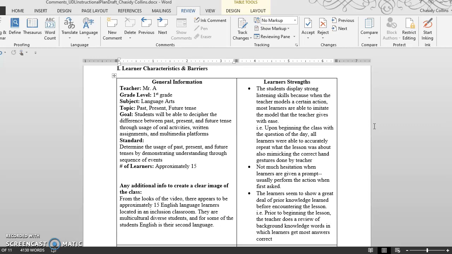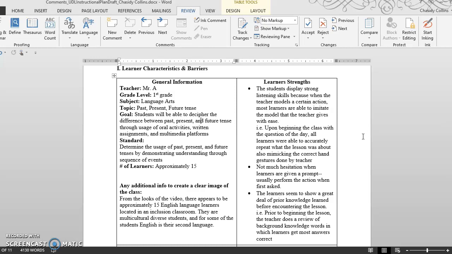It was an inclusion classroom, and it was ELL and also ESL. So they were English language learners and also English as a second language learners. So there were students in the classroom whose first language was not English, okay? English was their second language.